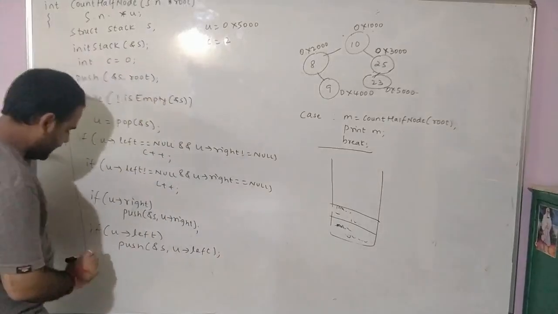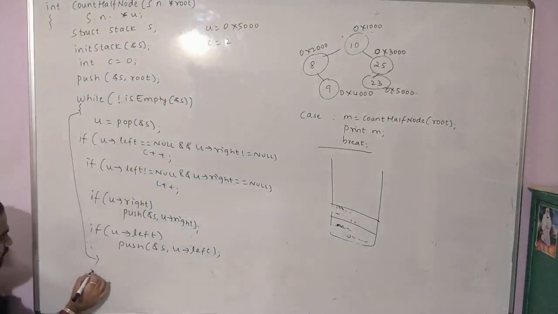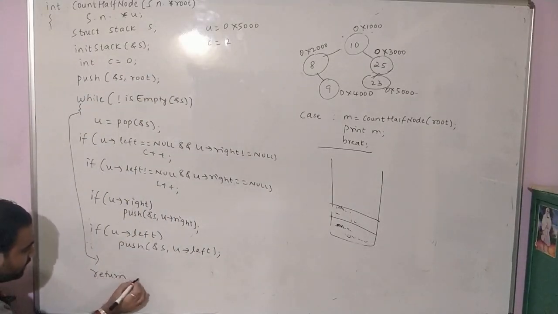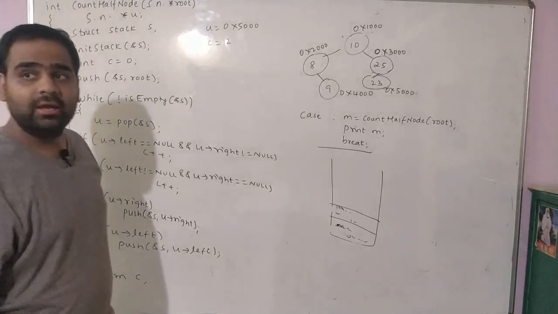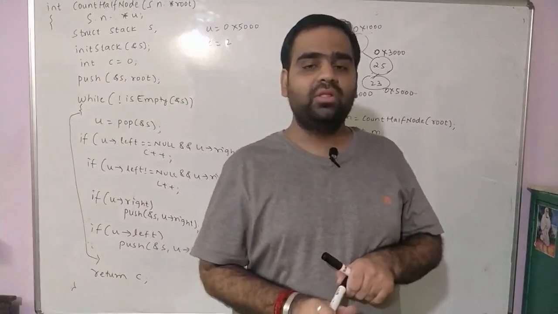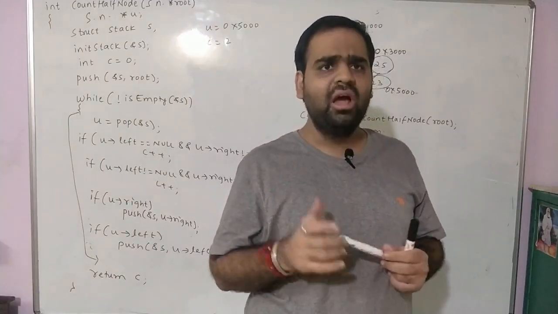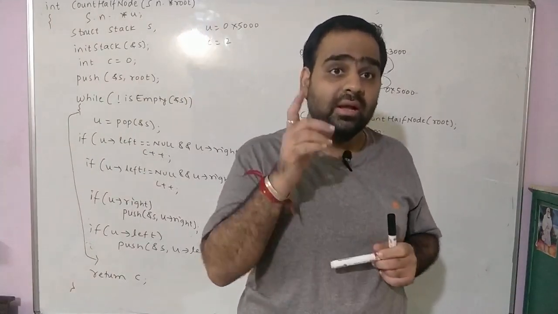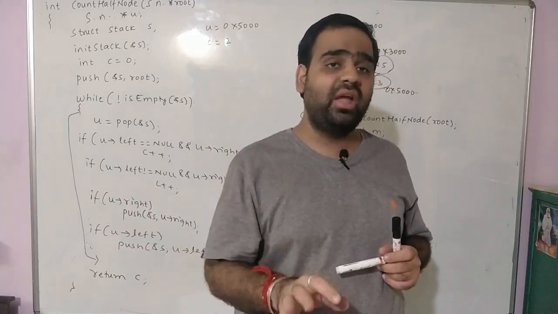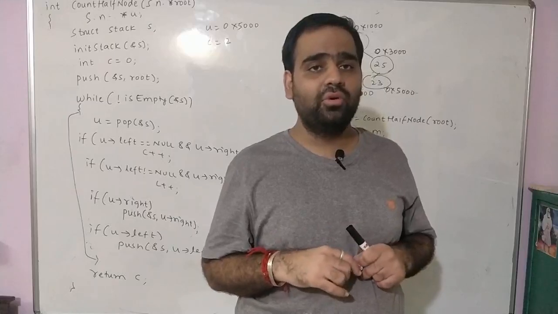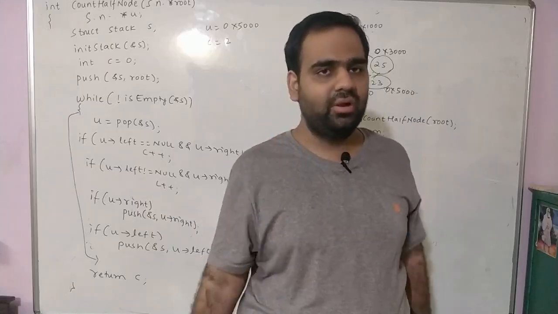Now whenever the stack is empty, where is the answer stored? Answer is stored in variable c. Therefore I say return c, and the value of c will be what? 2. That is the number of half nodes, and this half node count I have done using the iterative pre-order. The assignment will be, you have to do the same count of the number of half nodes using the level order traversal of the tree.